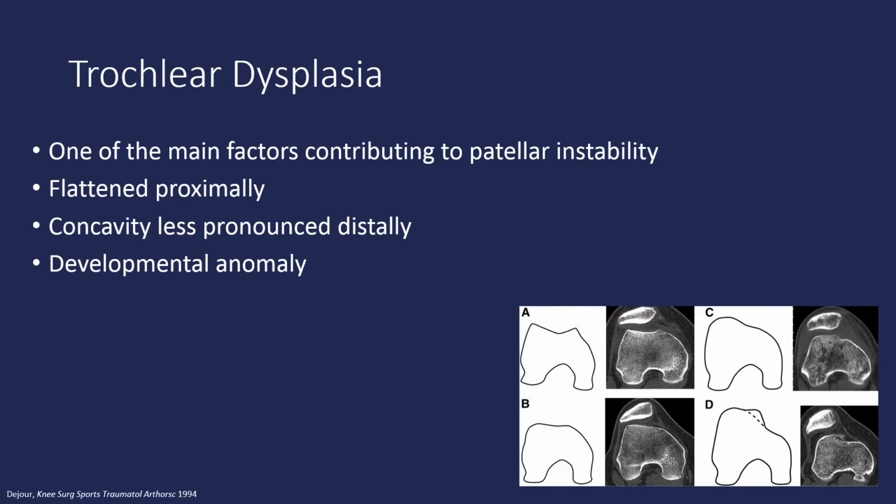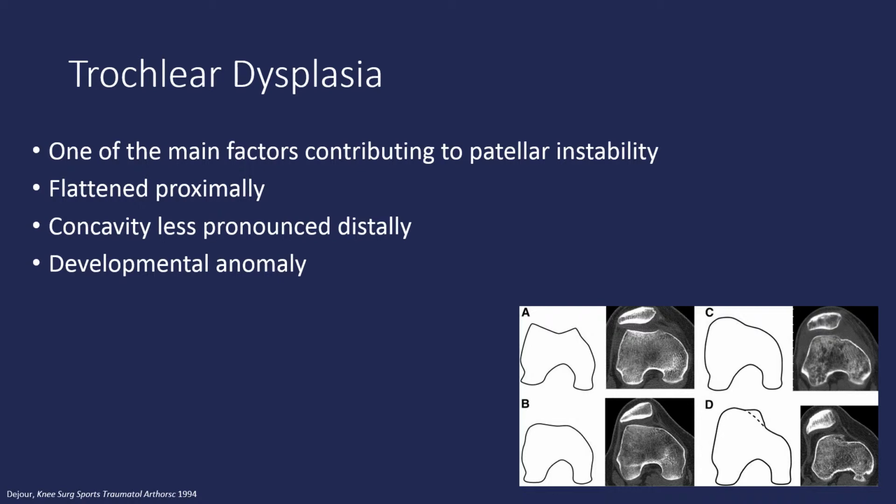Trochlear dysplasia has been identified as one of the main factors contributing to chronic patellofemoral instability. In individuals with trochlear dysplasia, the trochlear joint surface is flattened proximally and the concavity is less pronounced distally. This combination results in considerable loss of lateral patellar tracking and in lateral dislocation of the patella at the initiation of flexion. Because of its high frequency of occurrence bilaterally, trochlear dysplasia is believed to be a developmental anomaly.